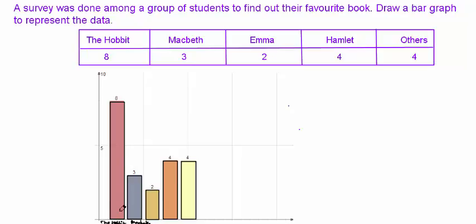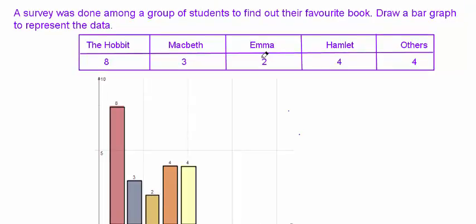And like I said, the height of each bar represents the value of that particular bar. Because as many as 8 students said The Hobbit was their favorite book, you see the Hobbit bar as the largest bar or the tallest bar. Similarly, Hamlet and others are the same length because they have the same numbers, and each one of them is exactly half the height of the Hobbit bar. And the Emma bar is the shortest because it has the smallest number on the table. And that's how you draw a bar graph.